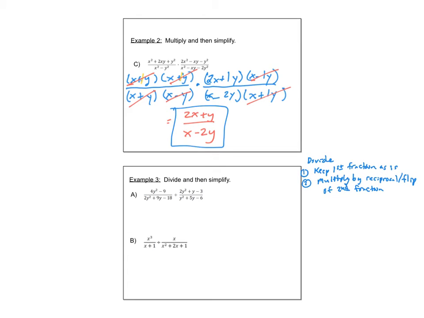All right, so if I were to rewrite this, it would look like this. It'd go 4y squared minus 9 over 2y squared plus 9y minus 18 times, we're going to change this into multiplication. So we're going to flip the second fraction. Notice I left the first fraction exactly the way it was.